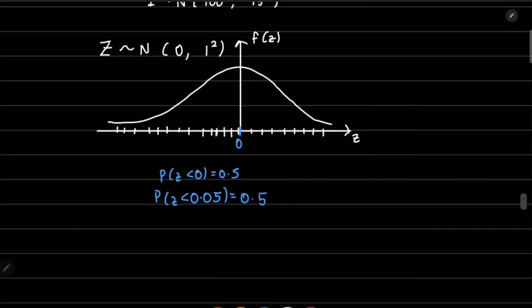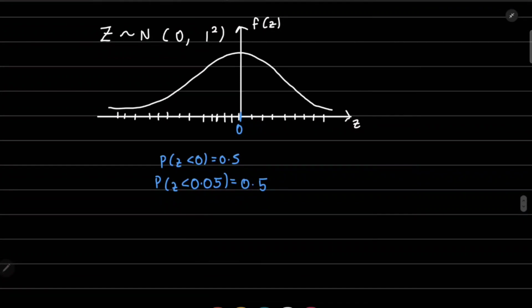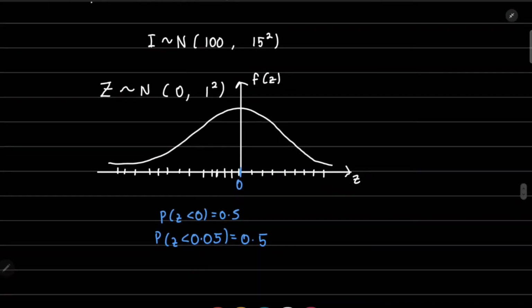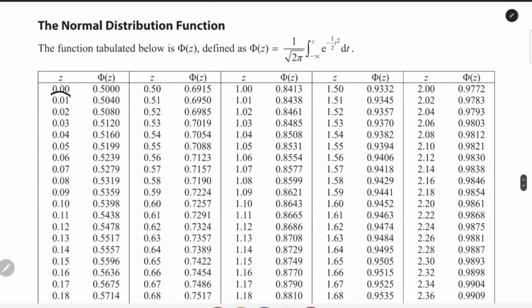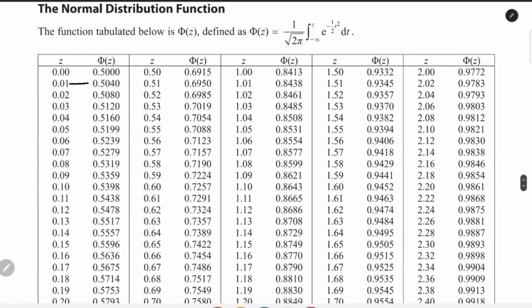So if I take you to the data booklet that will be given in the A-level exams for Edexcel, the standard normal distribution table is the same everywhere, regardless of what board you sit for. This is the normal distribution table that will be given. This function over here is basically the function of the normal distribution. This is the equation of this curve over here. For example, over here we are given the value when z is 0.01, the probability is 0.5040.